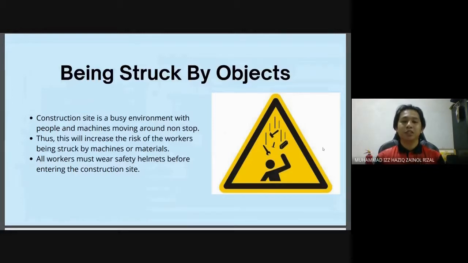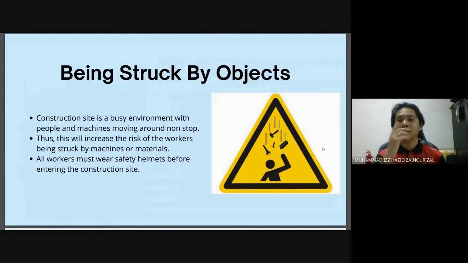Next is being struck by objects. This is like the most common and often happening situation in construction environment. Construction site is a busy environment with people and machines moving around non-stop. Thus, this will increase the risk of the workers being struck by machines or materials. All workers must wear safety helmets before entering the construction site. So this is one of the main reasons why workers must wear their safety helmets before entering the construction site.